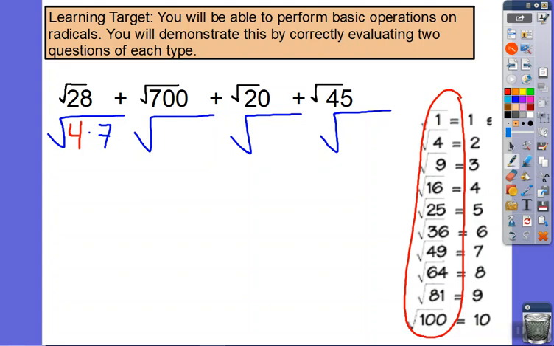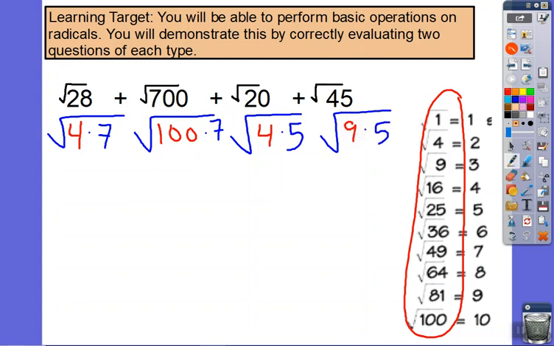Now I'm hoping the 700 is nice and obvious to you, and I should mention 25 does go into 700, but we're looking for the biggest one that does. The biggest one that does is going to be 100. Those hundreds hopefully stand out to you. 100 times 7. What goes into 20? So 16 doesn't, 9 doesn't, 4 does. 4 times 5. What makes 45? That is 9 times 5.